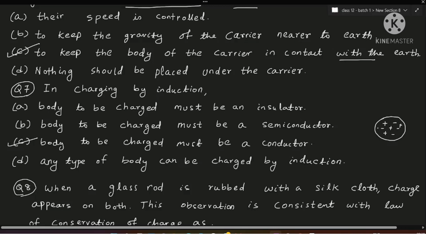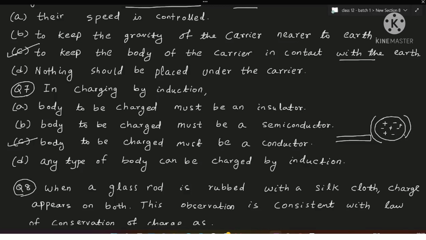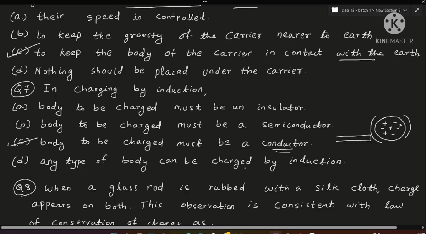So when you bring a positive or a negative charge near it, all the positive charges will get aligned on one surface and all the negative charges will get aligned on the other surface. For this process to happen, the charges need to move from one place to another. That is possible only in case of conductors, not in case of insulators. That's why option C will be correct. Next question.